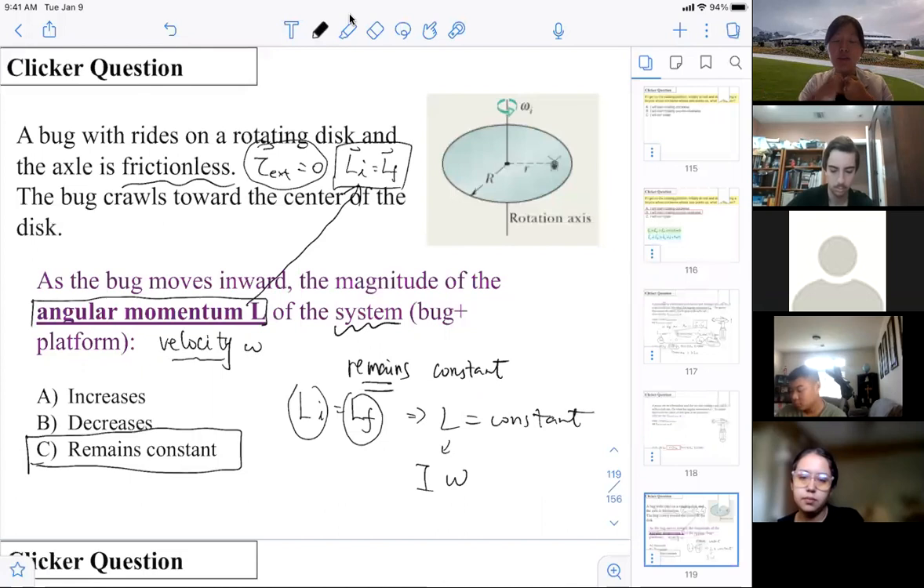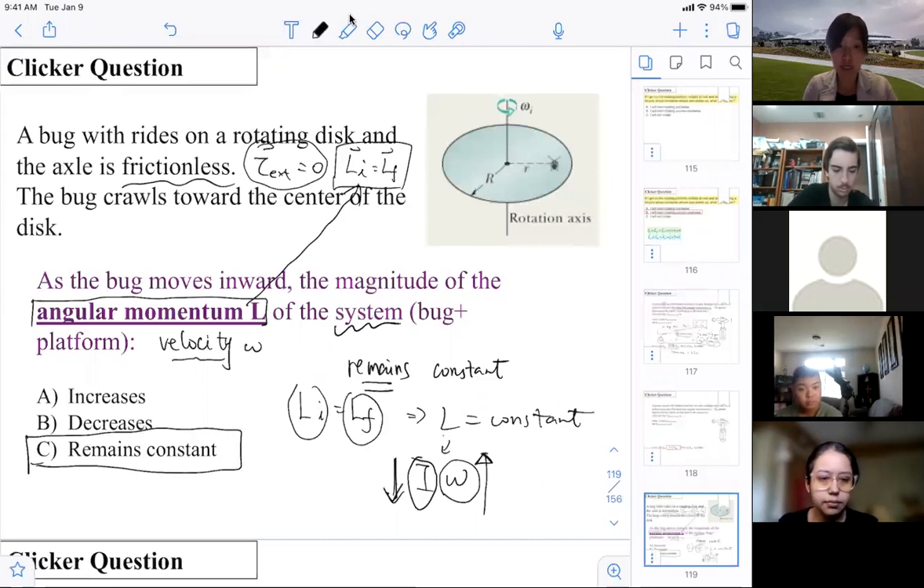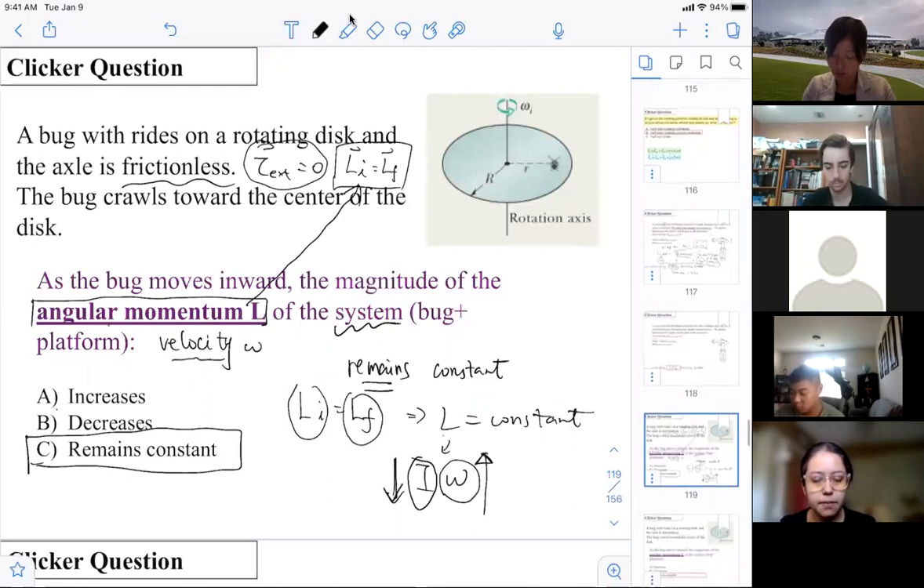By having the bug crawl toward the center, some part of your mass is now closer to the center, reducing the total rotational inertia. As a result, your angular velocity omega increases, because I times omega is angular momentum and I times omega is a constant. So if one of them decreases, the other one has to increase. If I had asked you about angular velocity, you would answer that it increases. Very good.